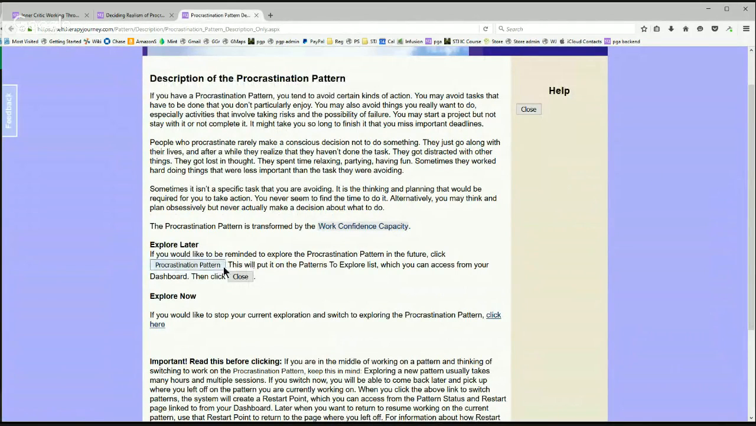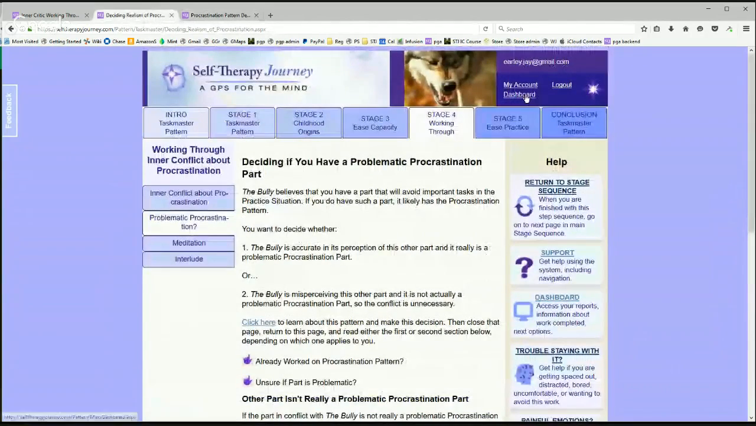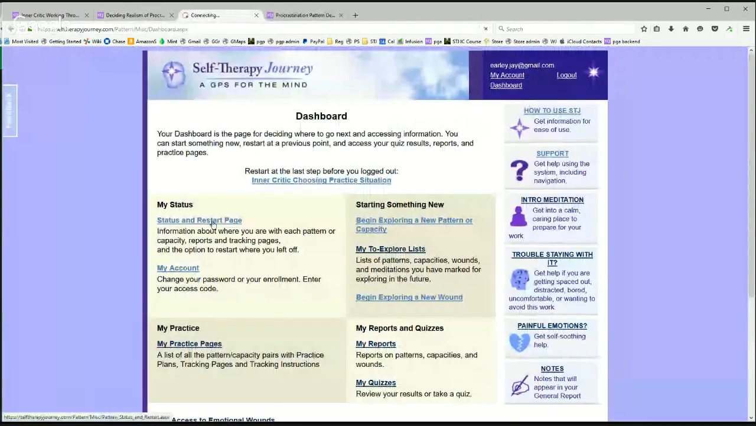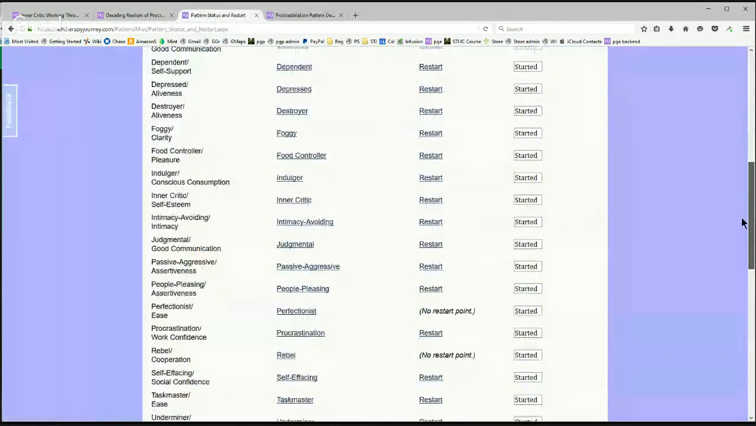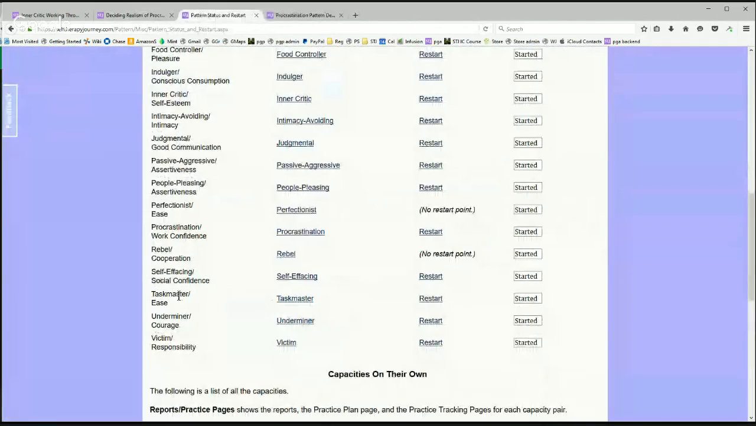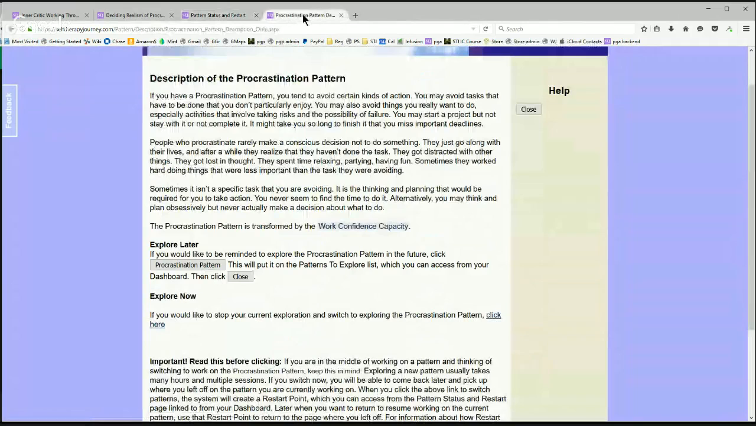You can just put it on a list to do it in the future, but probably it's good to do it now. So you click here and you'll start working on that pattern. And once you've finished it, then you'll come back using the status and restart page in your dashboard. Let me show you that. Let's go over here, go to my dashboard. You can see here's the status and restart page. And so if you've done that and you want to go back to your taskmaster, you'd find it down here. And then you click restart, and that would take you back to that page you were on when you clicked over to do the procrastination pattern.